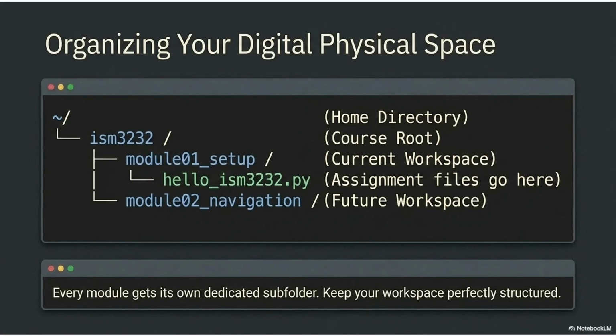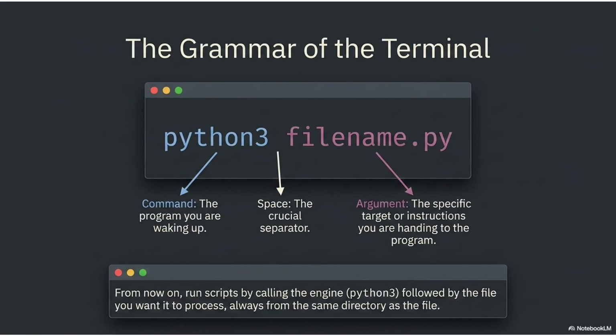Module 0.2 navigation is a future workspace folder you can create now. The rule at the bottom: every module gets its own dedicated subfolder. Keep your workspace perfectly structured. This mirrors professional project organization and ensures that python3 hello_ISM3232.py runs from the correct directory. When your script says no such file or directory, the root cause is almost always being in the wrong folder. Structure prevents this.